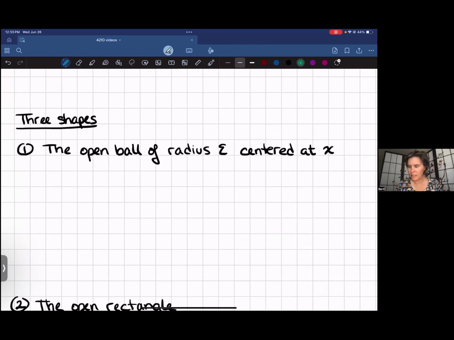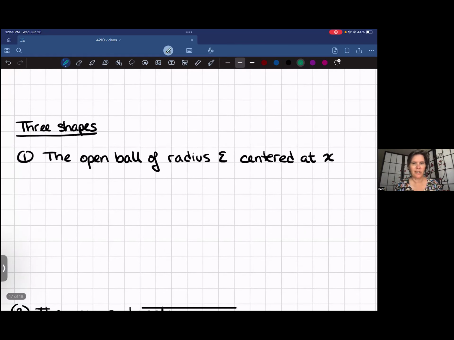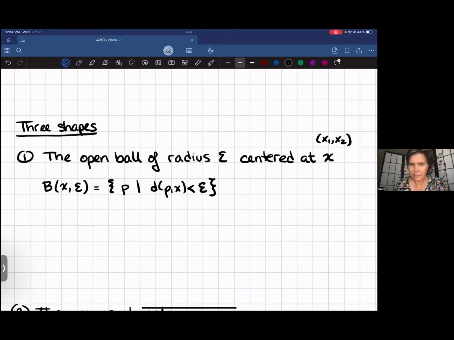The first one is the open ball of radius epsilon centered at x. So this is a definition that we should know. So the open ball of radius epsilon centered at x, and remember now that x is x1, x2. So x is an ordered pair. And I'm going to write this as capital B of x comma epsilon. So the first coordinate in this capital B notation is the center, and then the second coordinate is the radius of the ball. So this is the set of all, let's say P, such that the distance from P to X is less than epsilon.